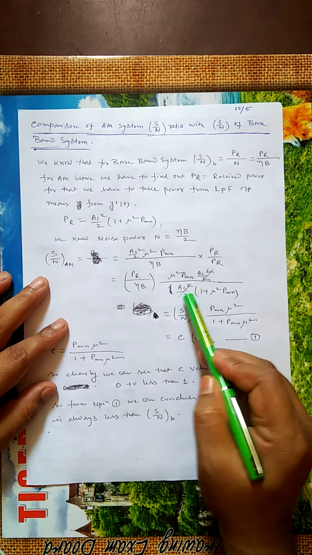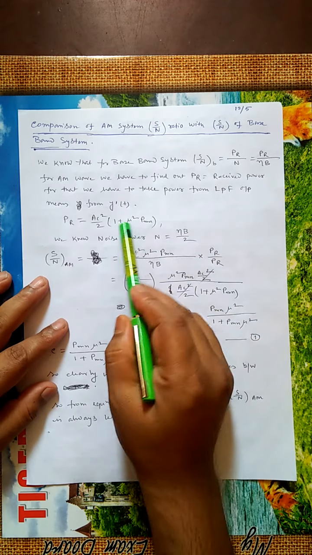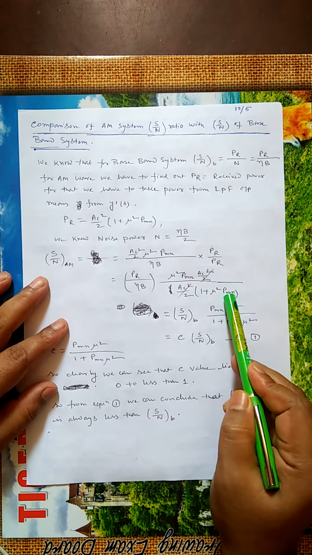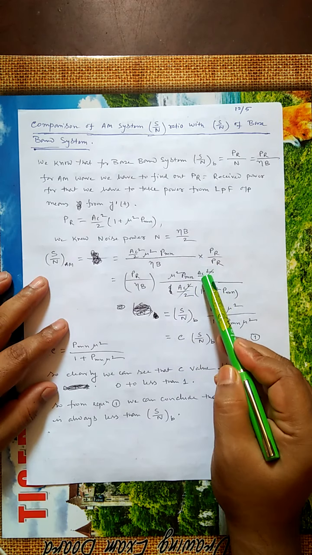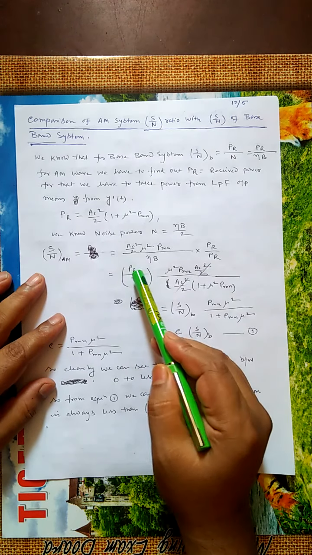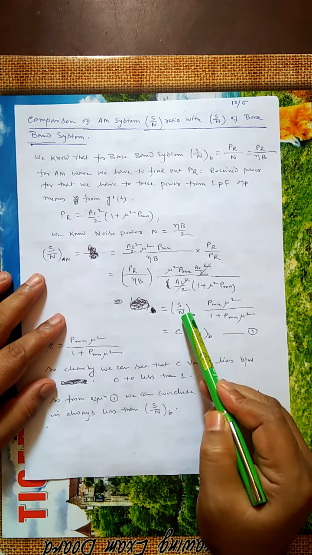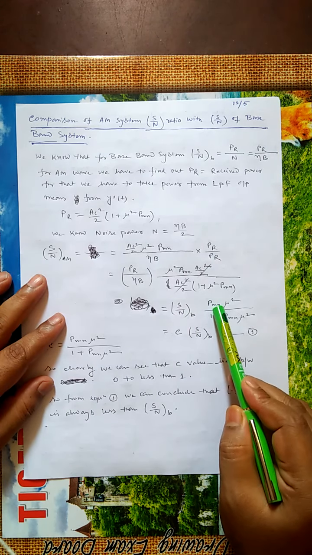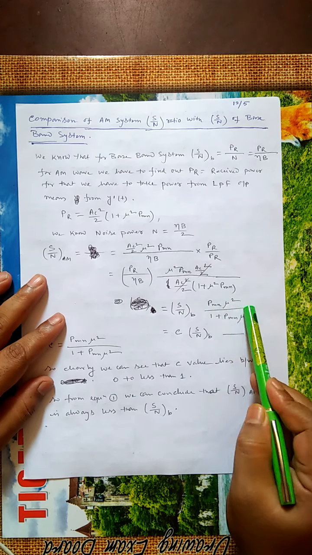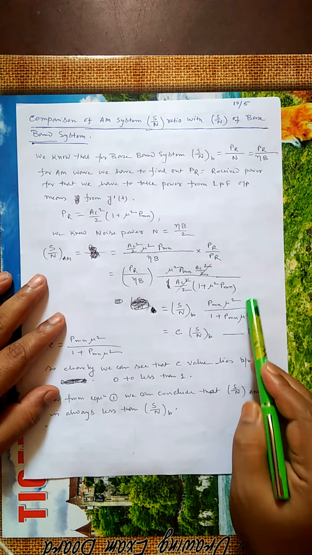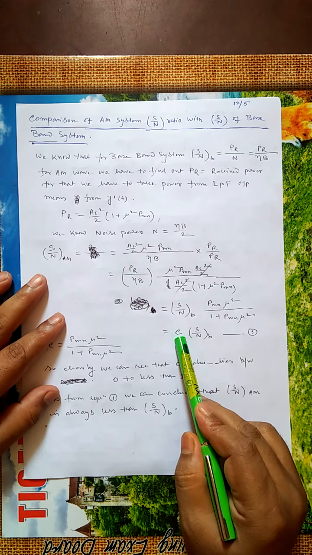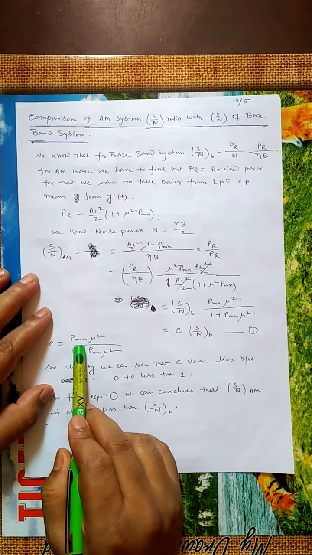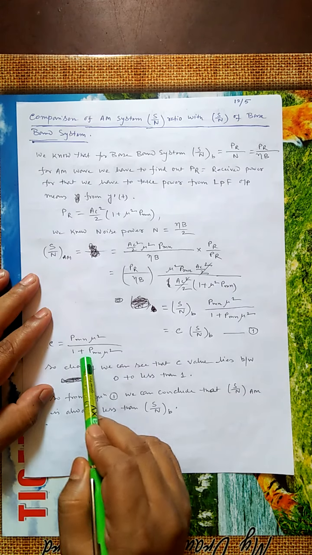The AC square by 2 mu square PMN is in the numerator, and in the denominator we put the value of PR, AC square by 2 times 1 plus mu square PMN. AC square by 2 cancels out, and PR divided by eta B is the signal to noise ratio of the baseband system. So we get it multiplied by PMN mu square divided by 1 plus PMN mu square. We can write this whole term as a constant C into the signal to noise ratio of the baseband.